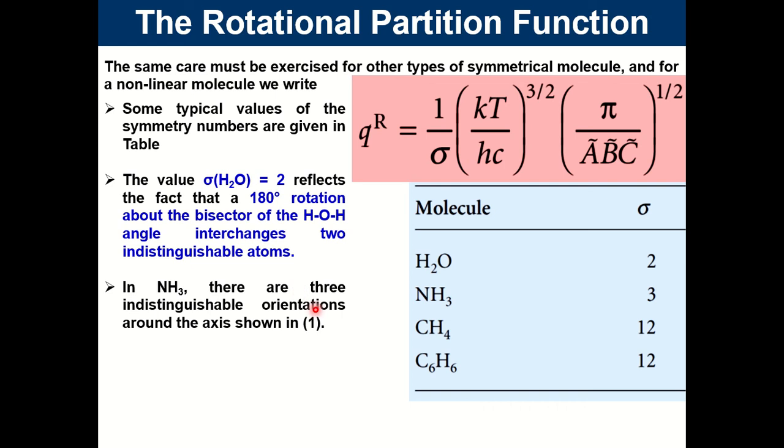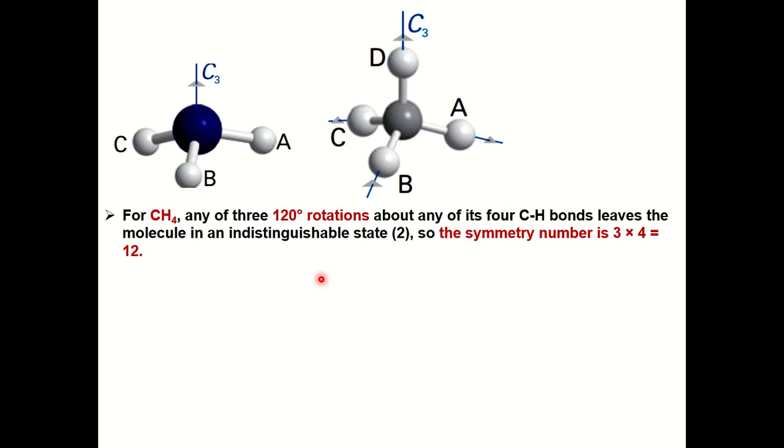In NH3 there are three indistinguishable orientations. In a similar fashion, if you analyze the NH3 molecule, with A, B, C, you can move by 120 degrees each time, so in the entire 360-degree rotation you come across three equivalent configurations. So the symmetry number is 3.